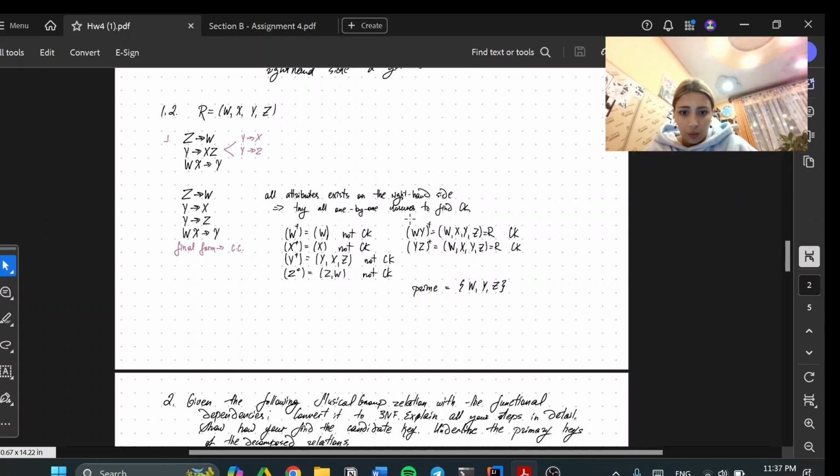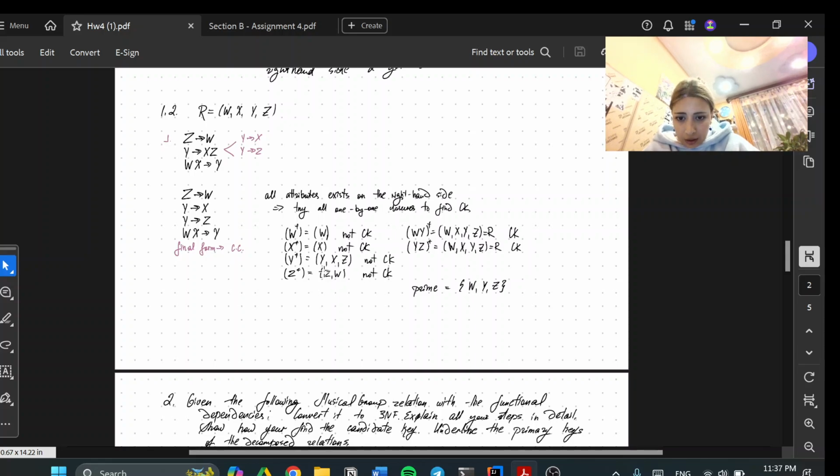Try all one by one to find the candidate keys. So we find the closure of W, X, Y, and Z. None of them are candidate keys as we see. We can see that Y gives Y, X, Z, all but W. So we first try W and Y, get that it's a candidate key.